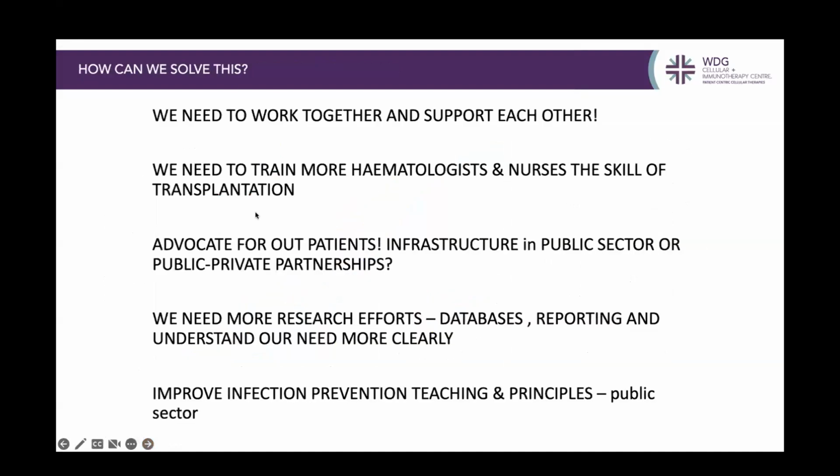So the real big question is, how can we solve all of this? Firstly, we all need to work together and support each other. We need to train more hematologists and nurses in the skill of transplantation. We have to be the advocates for our patients, motivate for more infrastructure in the public sector, or even motivate for public-private partnerships. We need more research efforts, definitely to create databases and registries, reporting, and to understand our need more clearly. We have to improve the infection prevention teaching and principles, especially in the public sector.